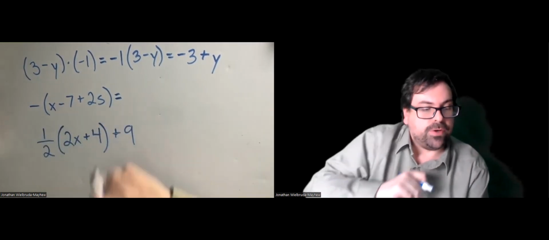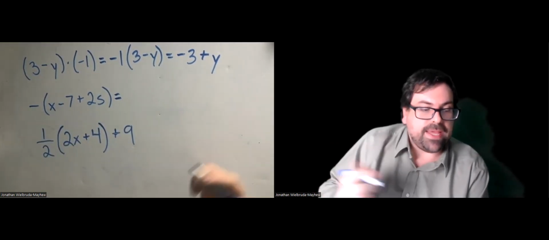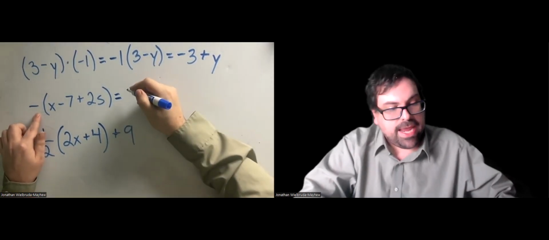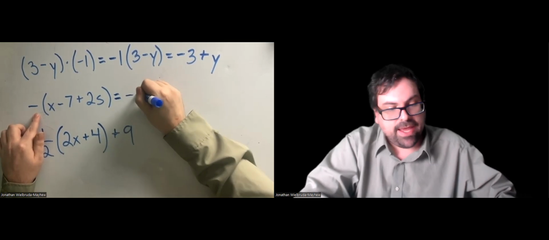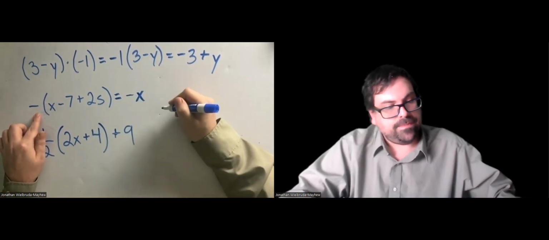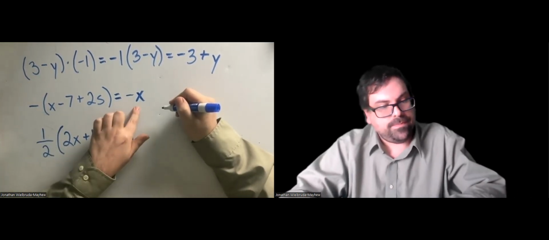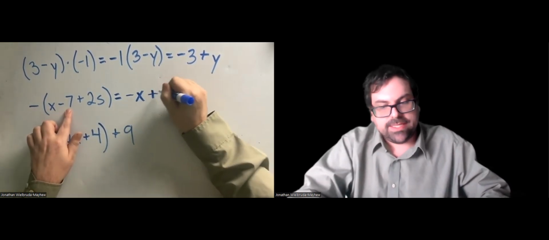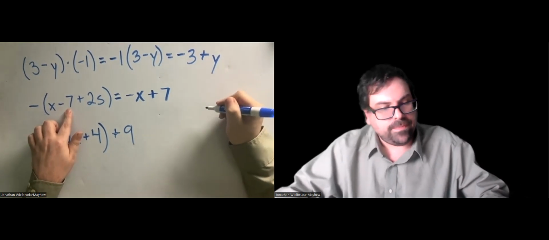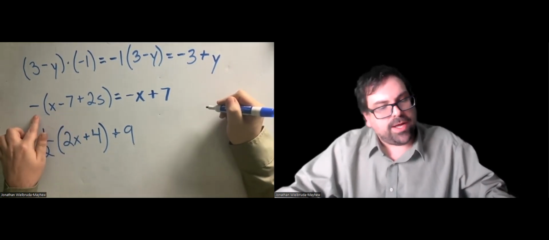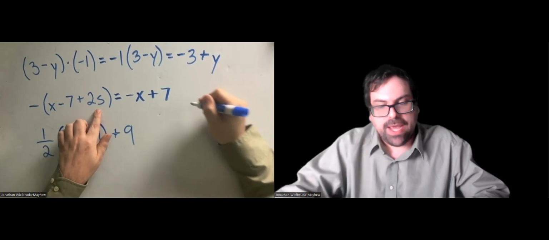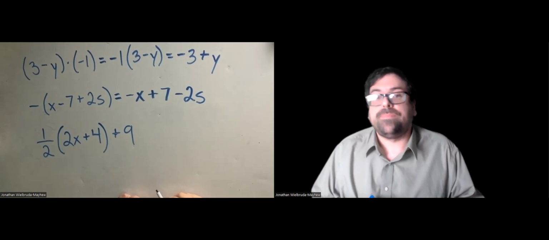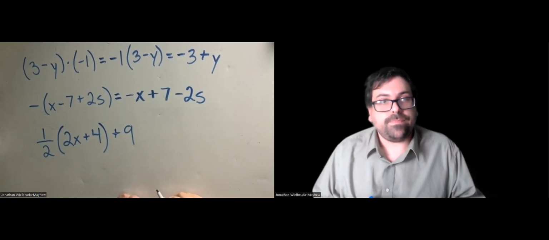Multiplying a negative through, distributing a negative, that's the same as multiplying by negative 1. Negative 1 times x is negative x. Negative 1 times negative 7 is positive 7. Negative 1 times positive 2s is negative 2s.